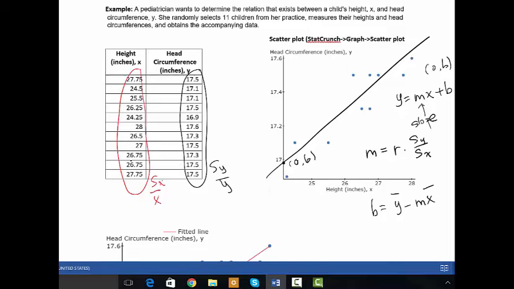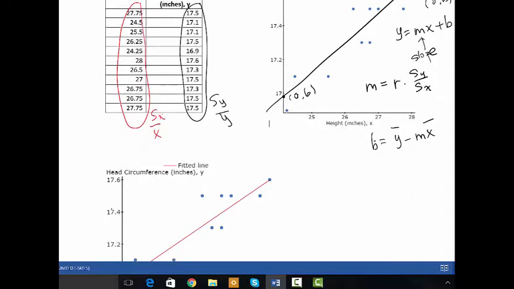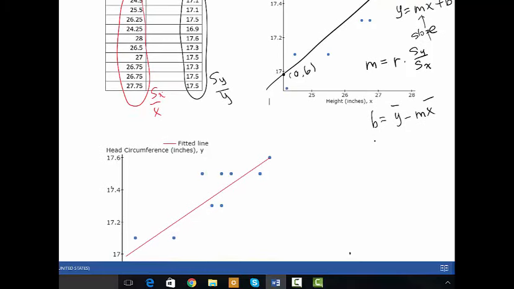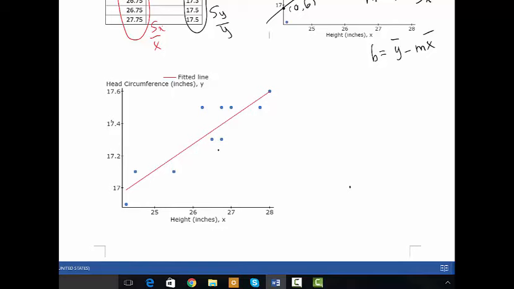So that's how you do it by hand, but we mostly will be doing that using StatCrunch in this course. We're not really going into the background or the reasoning for why these two formulas are like that, but if you want to know the reason, you can refer to more reading. Here is the picture I got from StatCrunch using the fitted line. That's our least square line.